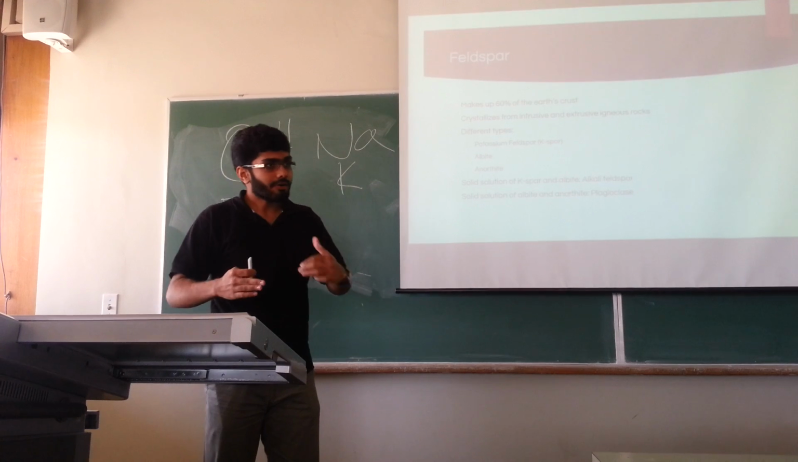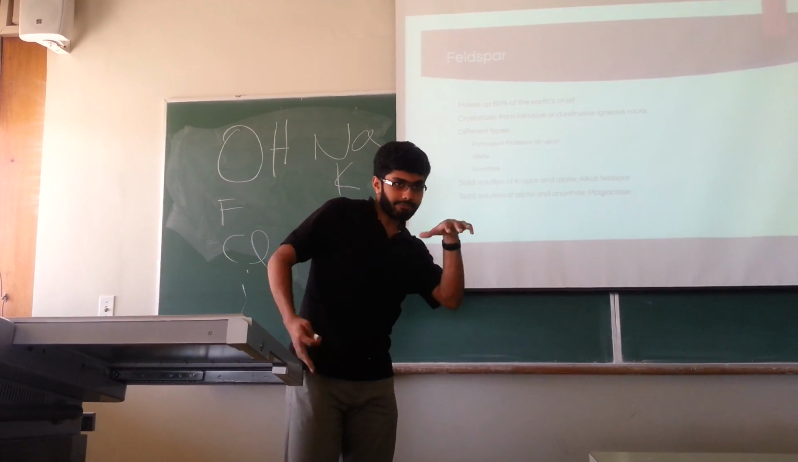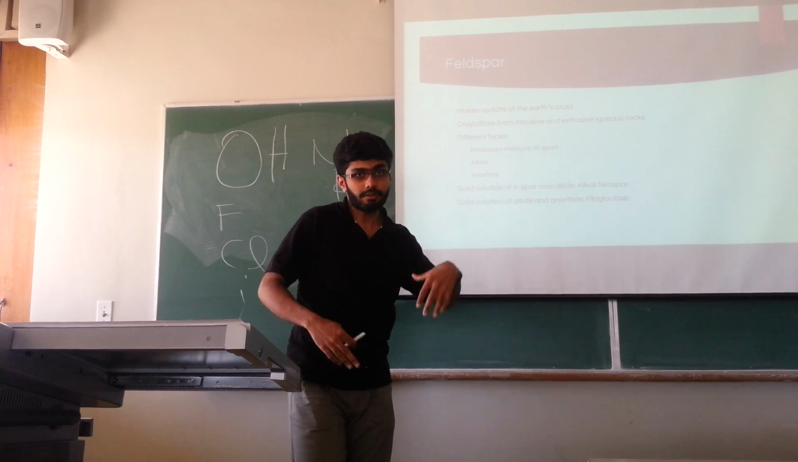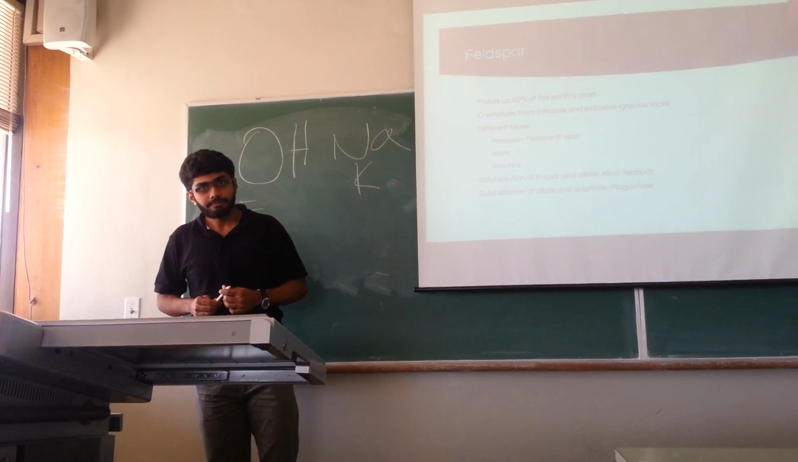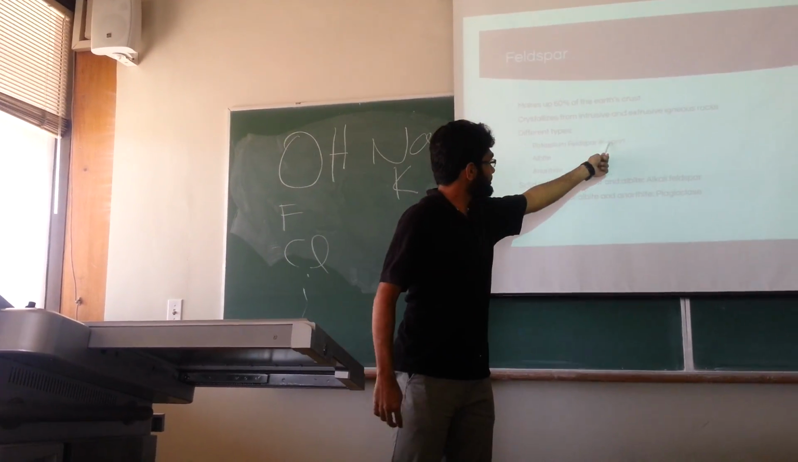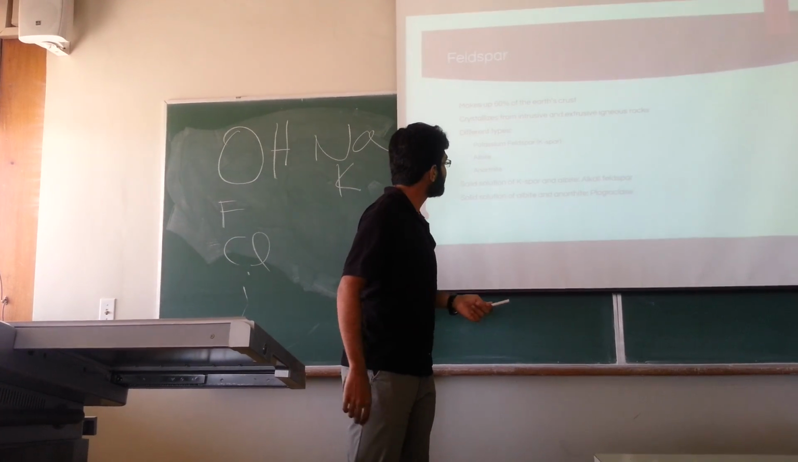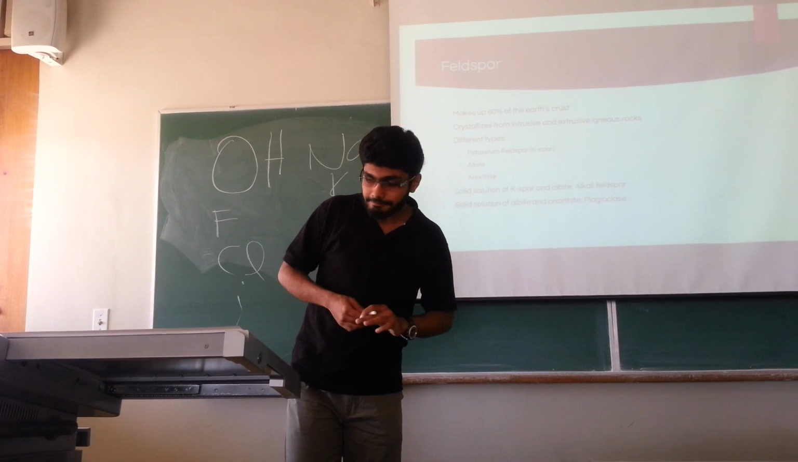This mineral forms from both intrusive and extrusive igneous rocks. Intrusive are the ones that are formed inside the earth, and extrusive are the ones that are formed on the surface. There are three types of feldspars that I'll be talking about today. The first one is K-spar, K from potassium, the chemical symbol of potassium. Then we've got albite and anorthite.